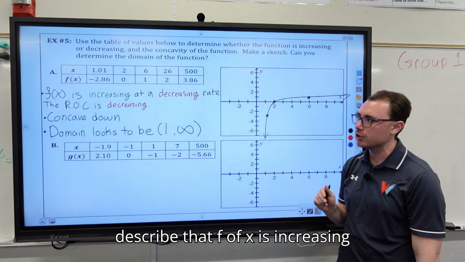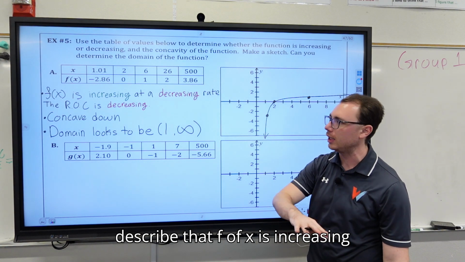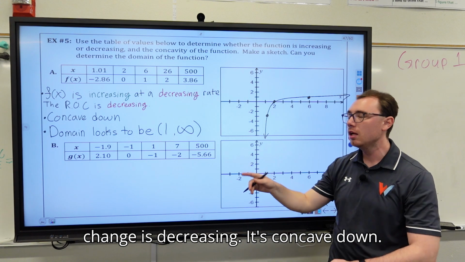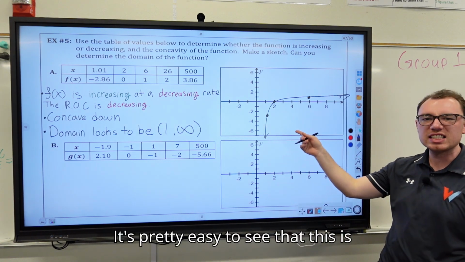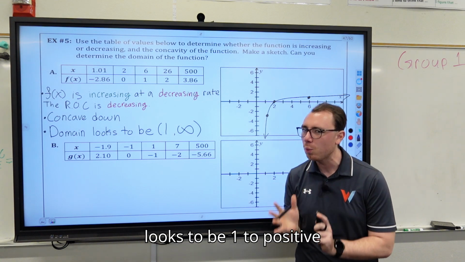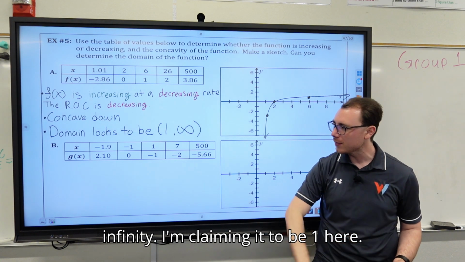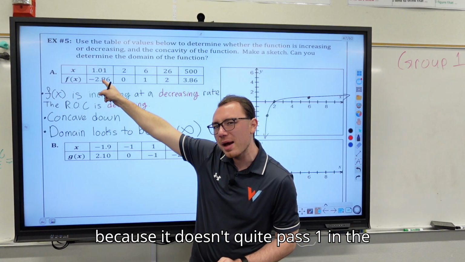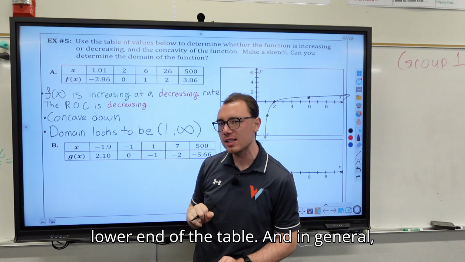So for us here, we can describe that f of x is increasing at a decreasing rate because the rate of change is decreasing. It's concave down. It's pretty easy to see that this is concave down. And the domain looks to be 1 to positive infinity. I'm claiming it to be 1 here because it doesn't quite pass 1 in the lower end of the table.